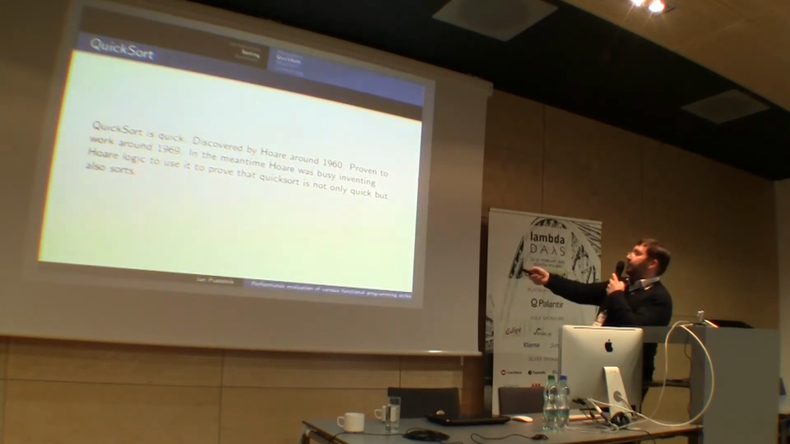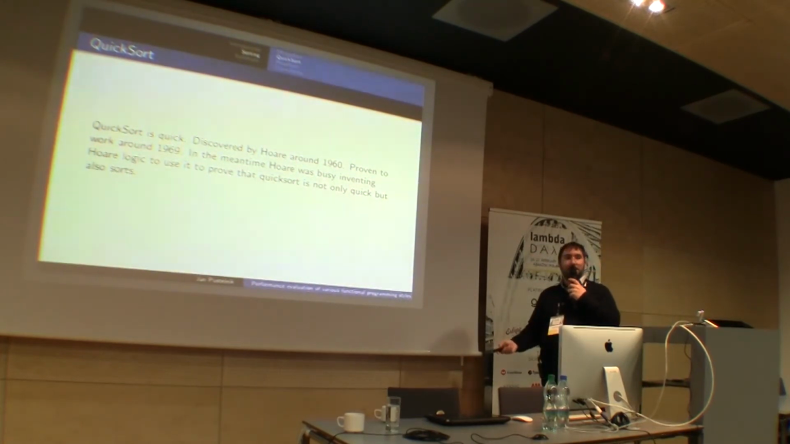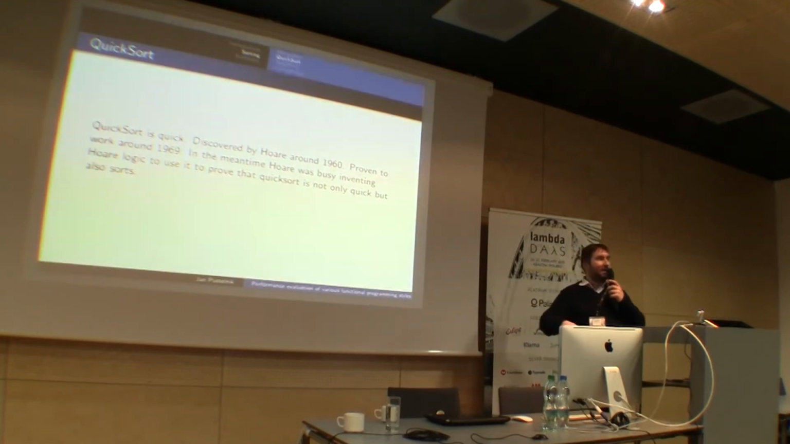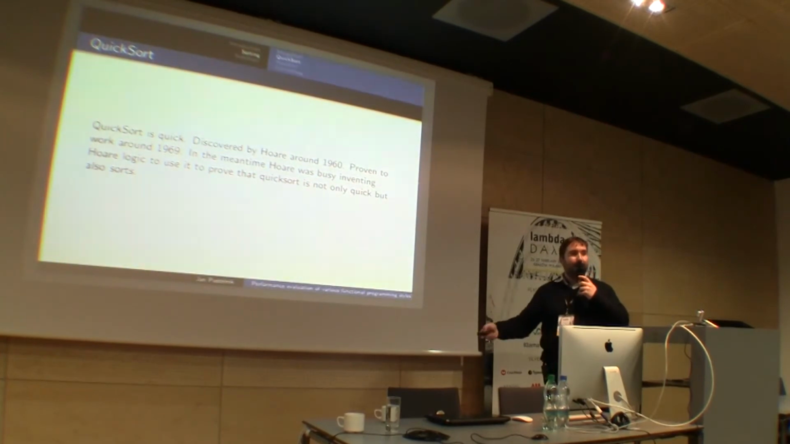Hoare did it, this guy. He took a break from theoretical science and did some real programming around 1960, but everyone said, okay, you've shown us this quicksort, but we don't believe that this quicksort is actually quick. No, they believed him because he had numbers. But they said, oh, we don't know if it sorts. So Hoare spent like 9 years inventing Hoare logic to prove that it actually sorts.